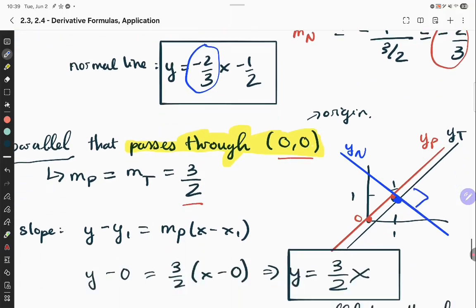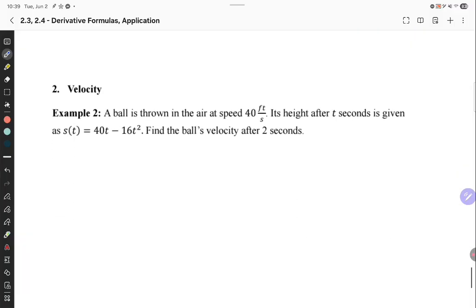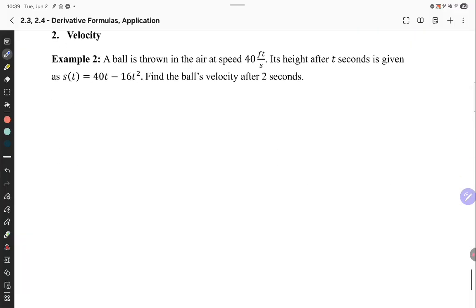Moving on. Next application. Velocity. You're going to do velocity again, same as 2.1, but without the limit. That is the goal of this problem. 2.4 is 2.1 on steroids. Think of it like that, right? You do everything in 2.1, but in a much quicker way.